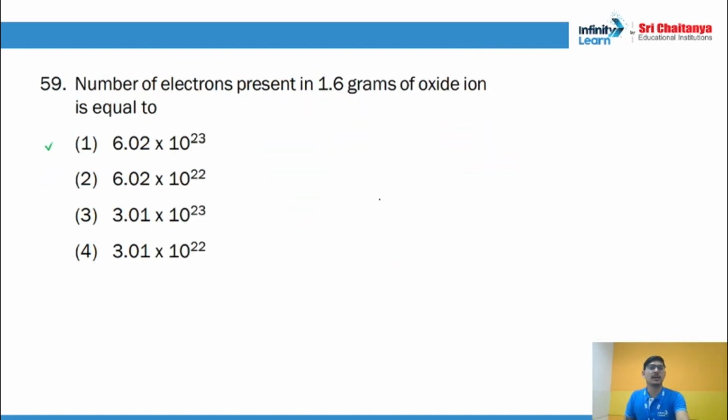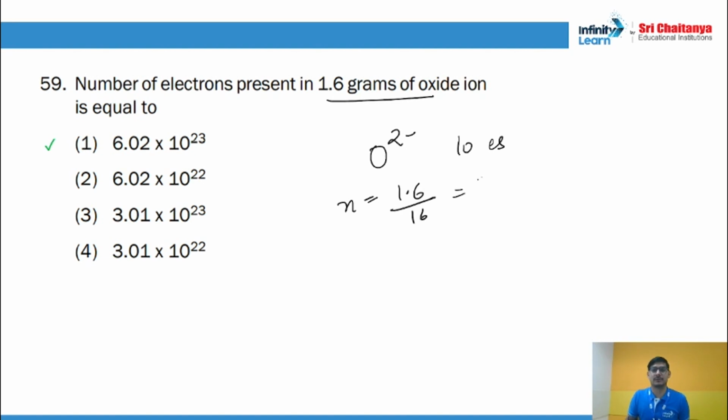Number of electrons present in 1.6 gram of oxide ion. So oxide means monoxide here. It has 10 electrons per ion. For 1.6 gram, number of moles you can find out: mass divided by molar mass. So this comes out to be 0.1 mole, right? So 0.1 mole of oxide ion we have, and there are 10 electrons per oxide ion. So the total number of electrons is 0.1 mole multiplied by 10 electrons. So this basically becomes 1 mole, that is the value of Avogadro number, which we all know.